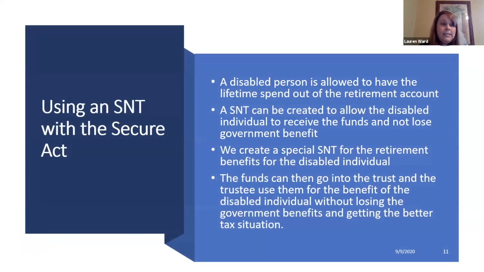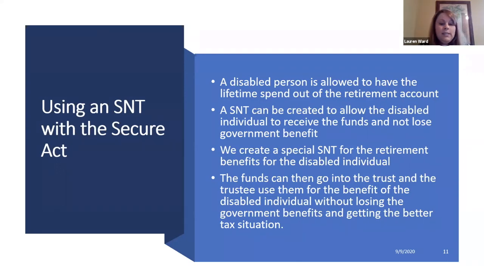So, using an SNT with the Secure Act. A disabled person is allowed to have the lifetime spend out of the retirement account. And so we can create language in a supplemental needs trust to allow the disabled individual to receive the funds from that IRA or 401(k), so they'll get that lifetime spend out and not lose government benefits. So we create a special SNT for the retirement benefits for the disabled individual who's going to be the beneficiary. The funds can then go into the trust, and the trustee can use them for the benefit of the disabled individual without losing the government's benefit, and it might create a better tax situation for you.